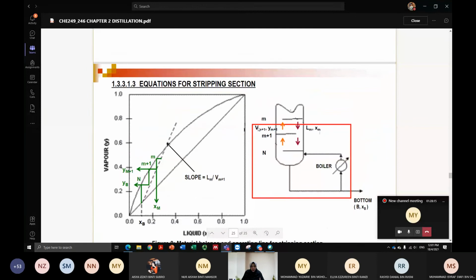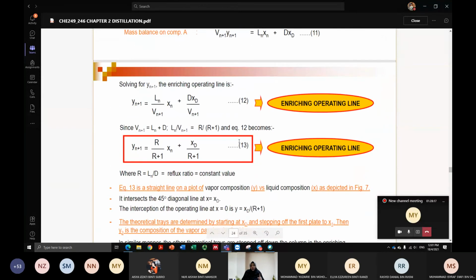If you go for the enriching operating line, it involves the enriching section, therefore it involves the distillate, so you use xD. It also involves the reflux ratio. You have to know what reflux is: reflux is the flow rate of L divided by D.